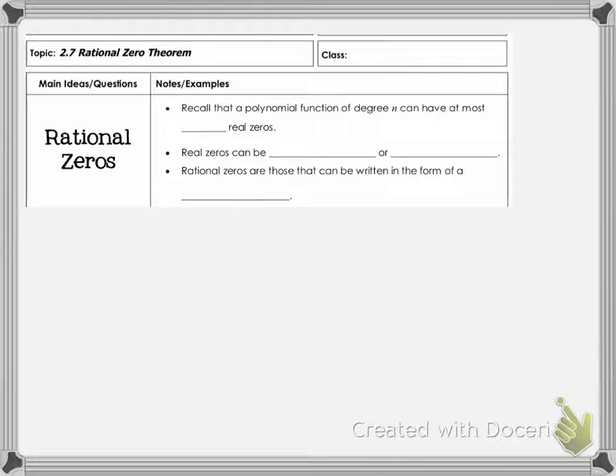So on your notes, go to 2.7, the rational zero theorem. And some things we want to try to remember, that a polynomial function of n degree, n degree means like x to the fifth, n equals 5, so the fifth degree, can have at most n real zeros. So if it's a fifth degree function, it can have at the most, doesn't mean it does, 5 real zeros. Real can be rational or irrational.